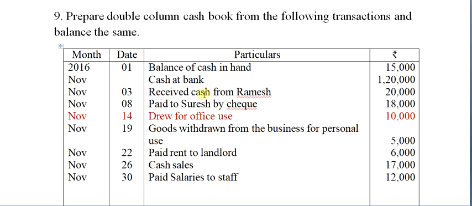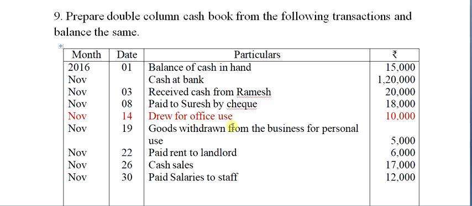Again, November 3rd, received cash from Ramesh 20,000. When we received cash from Ramesh, our cash balance increases. So it should be taken under the debit side. On November 8th, paid to Suresh by check 18,000. When we pay Suresh by check, what happens? Our bank balance reduces. It should be taken under which side? Credit side.